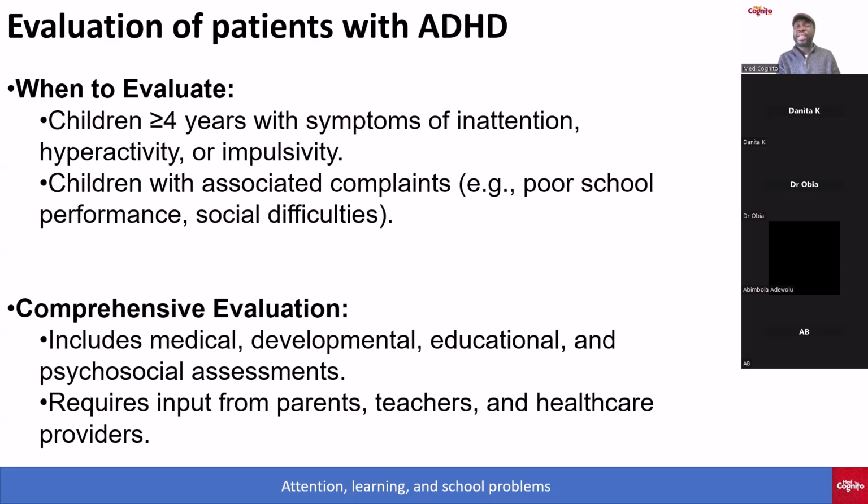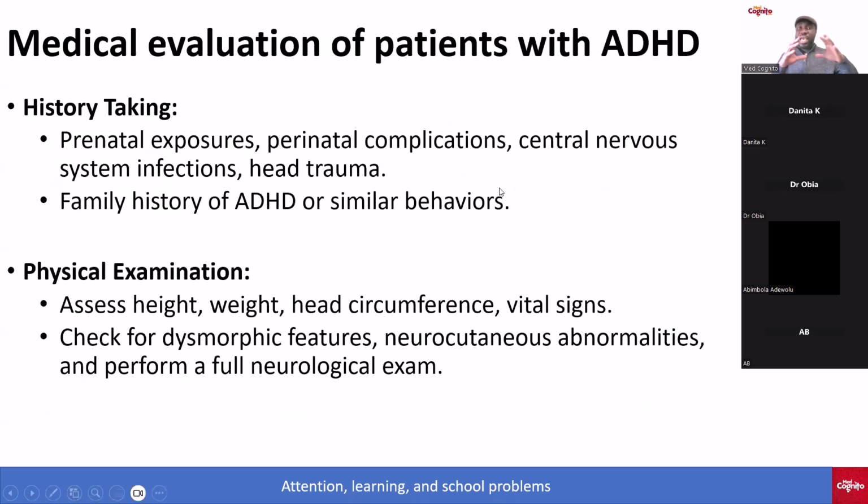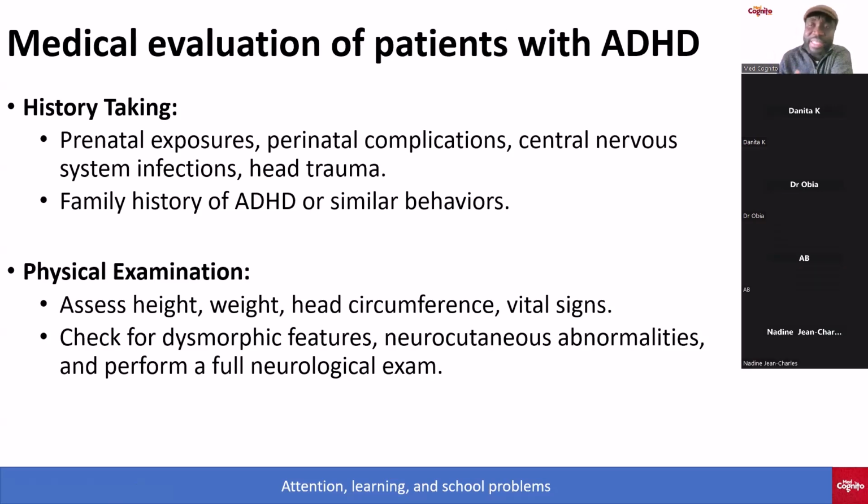As I said, I'll take you to the Canadian assessment page. But let's finish the PowerPoint first. So, in your history, you've got to ask about prenatal exposures to chemicals like maybe smoking, perinatal complications, central nervous system infections like encephalitis, meningitis, right? Head trauma. You also want to find out about, is there a family history of ADHD or similar behaviors in other siblings or the parents or anyone else in the family?